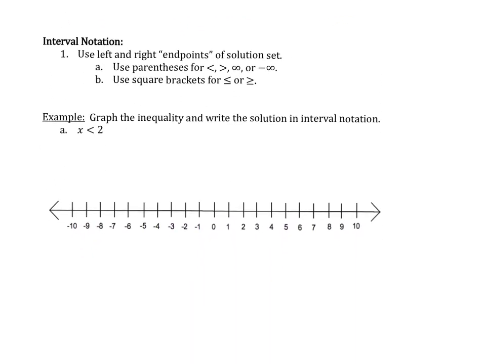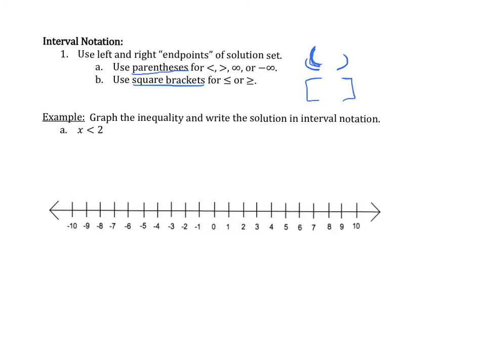All right? But I'm going to use my left and right quote-unquote endpoints of my solution set, and just use those two numbers separated by a comma, and we're going to either enclose them with a parenthesis, or we're going to enclose it with square brackets, right? Remember, your parentheses look like that, and square brackets look like this. The way you determine whether you're going to use a parenthesis or a square bracket: you always use parentheses if you have a less than, greater than, or an infinity or negative infinity. And you're going to use a square bracket for less than or equal to or greater than or equal to. And we'll look at multiple examples of how we determine this.